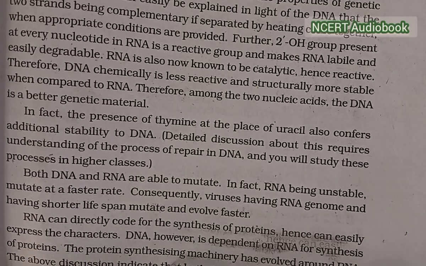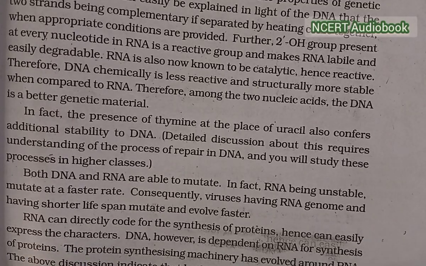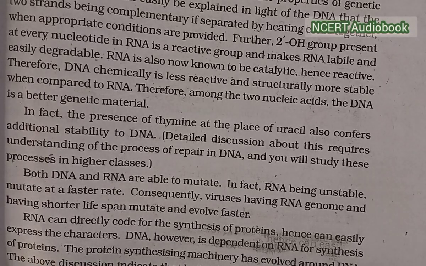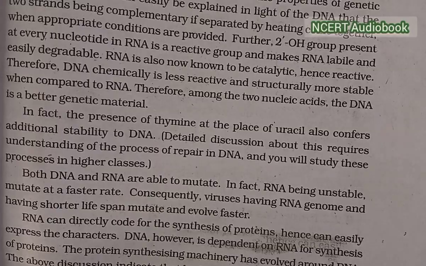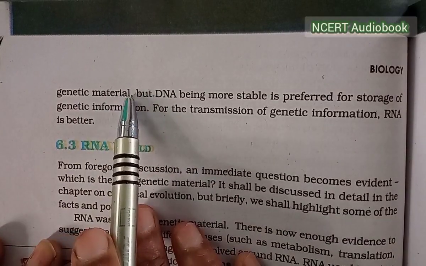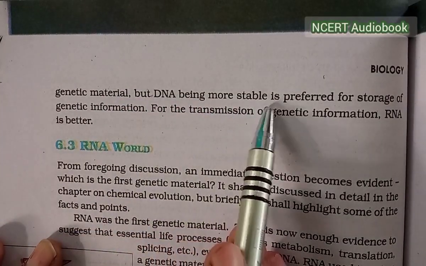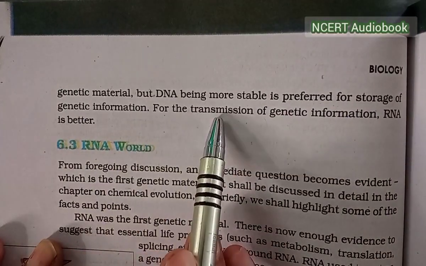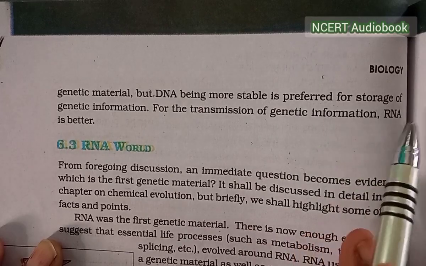The protein synthesizing machinery has evolved around the RNA, and the above discussion indicates that both DNA and RNA can function as genetic material. But DNA, being more stable, is preferred for storage of genetic information. For the transmission of genetic information, RNA is better.